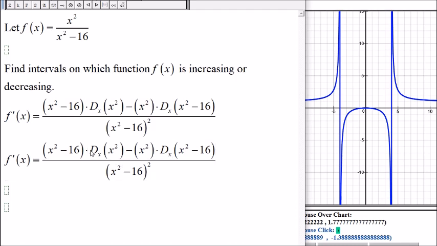The derivative of x squared is just going to be 2x. And then the derivative of x squared right here is 2x. The derivative of 16 is 0. And so we get 2x minus 0, which is just 2x.